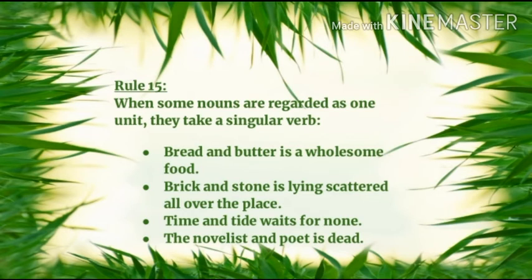Now let's switch over to rule number 15 related to subject verb concord, which is the last rule. And the rule says, when some nouns are regarded as one unit, they take a singular verb. For example, bread and butter is a wholesome food. Brick and stone is lying scattered all over the place. Time and tide waits for none. The novelist and poet is dead. If we see all these examples, bread and butter is considered as a single unit. Same way, brick and stone, time and tide, novelist and poet, all are considered as a single unit. So, it takes the singular verb in the sentence.